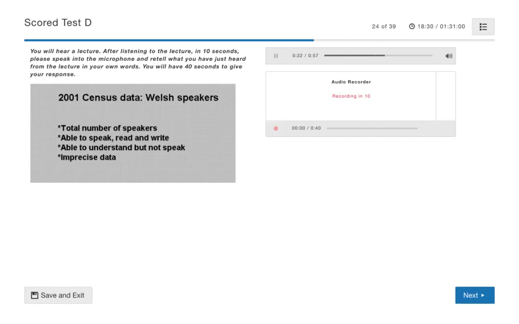A further 138,000, or 5% of the population, said they understood Welsh but did not speak it. In addition, 84,000 gave a combination of positive responses that was imprecise, making it difficult to work out whether they could understand, speak, read, or write Welsh. The growth in the number of Welsh speakers has occurred largely in the south and east of the country.